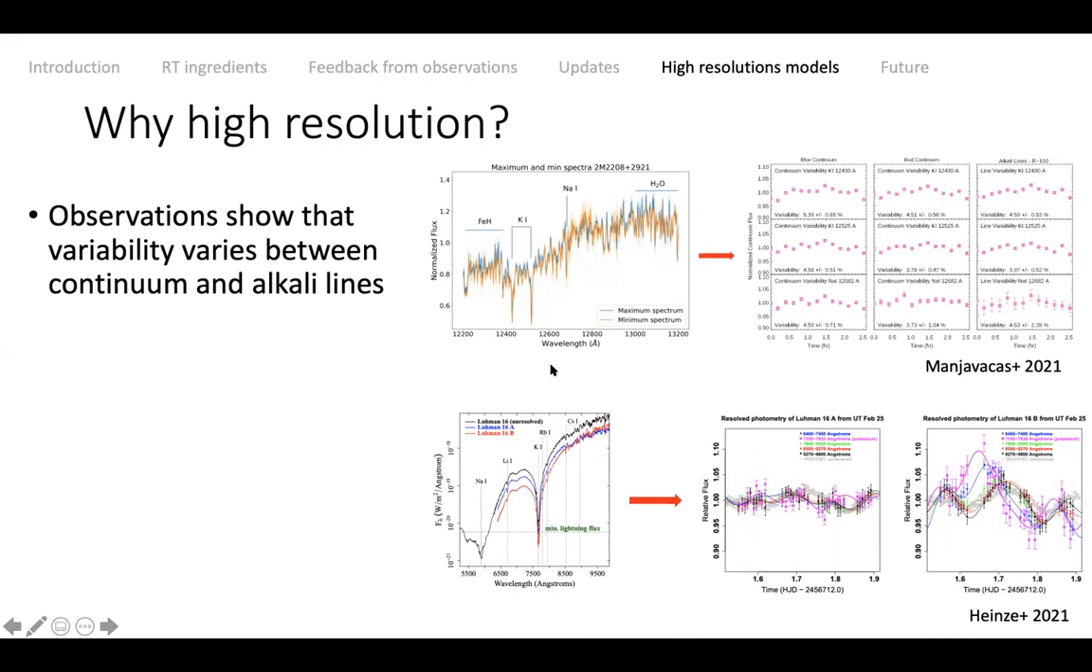So Heinze and collaborators and Manjavacas and collaborators observed two different brown dwarfs. And they both reported that they see a difference in the variability amplitude they get in the alkali lines in comparison with what we get in the continuum around the alkali lines. And that you can also see here in these plots, where we have a higher amplitude of variability for potassium than we have for the continuum around it. And what does this mean?